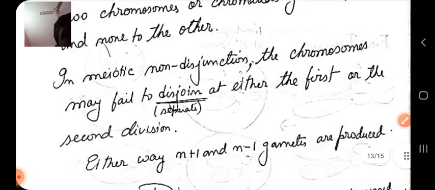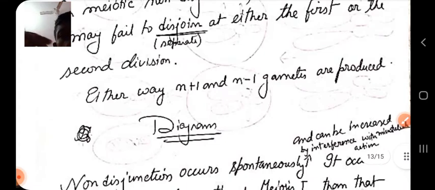In meiotic non-disjunction, the chromosomes may fail to separate either at the first meiotic division or at the second meiotic division. Either way, n plus 1 gametes or n minus 1 gametes will be formed. Now, this type of non-disjunction can also occur in mitosis, but it is not too lethal, because in mitosis it is distributed among the daughter cells, but it is not commonly occurring in all somatic cells. So it is not so much lethal, it is not hereditary.